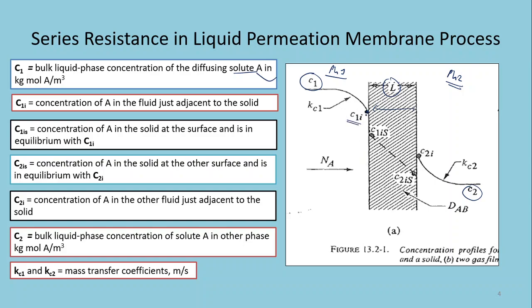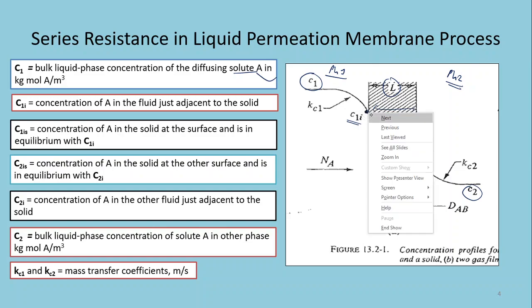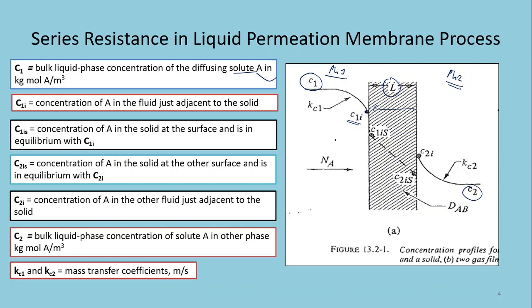C1I is the concentration of A, but at the solid point, basically at that surface. So the concentration of A, C1I, is the concentration of A in the fluid just adjacent to the solid, and it is basically the film that is available with the solid. So this is always lesser than the C1. So this is the movement of A from C1 to C1I.